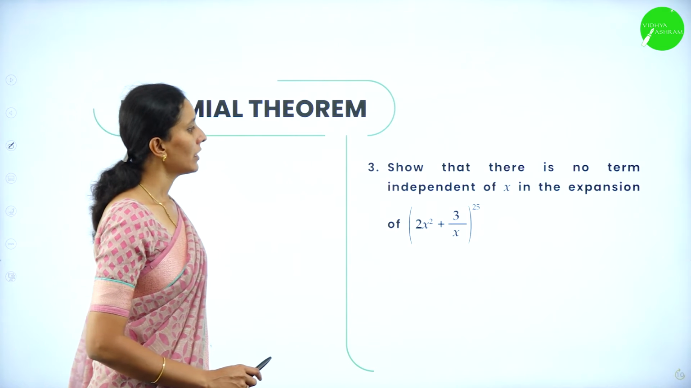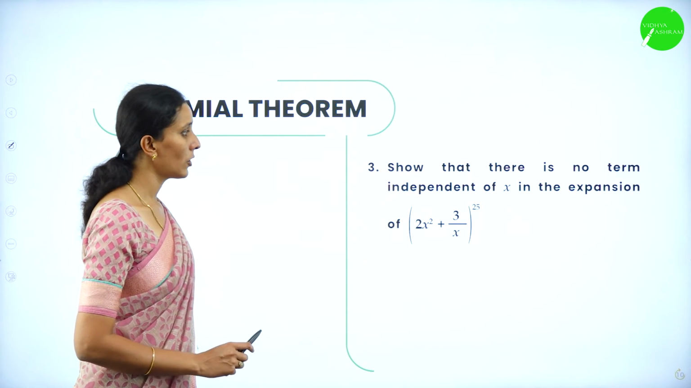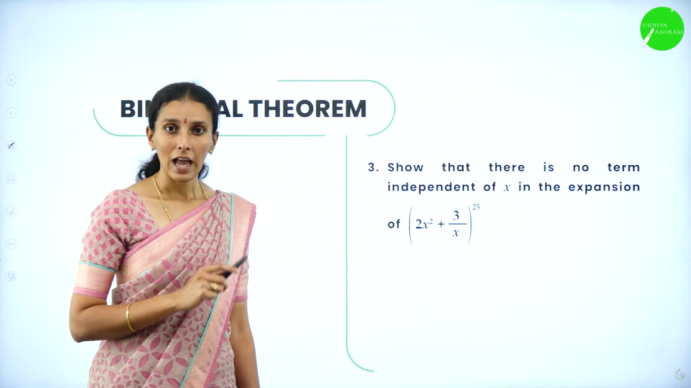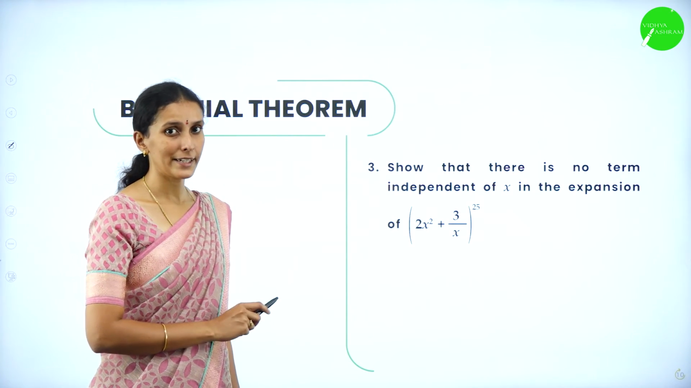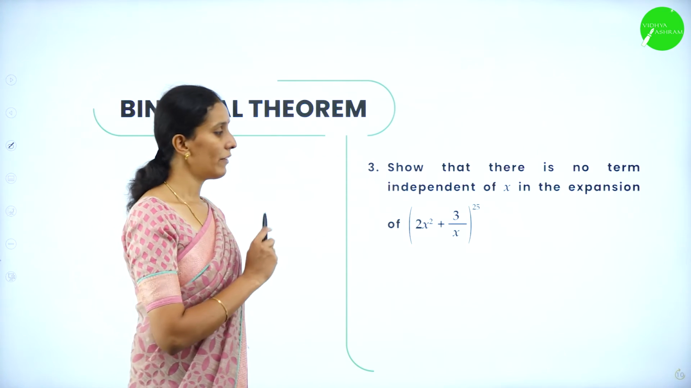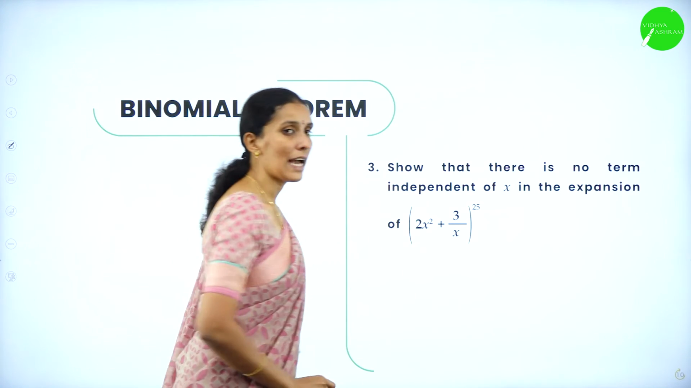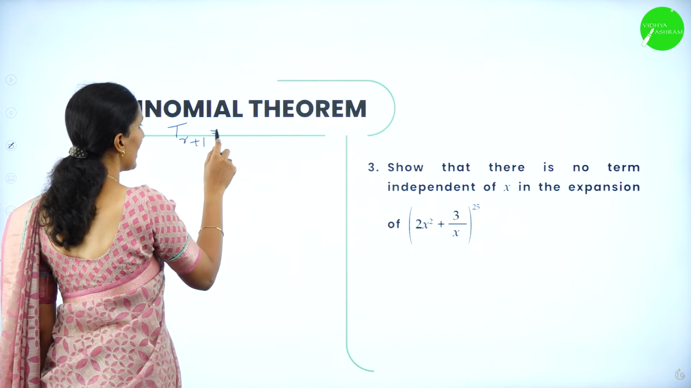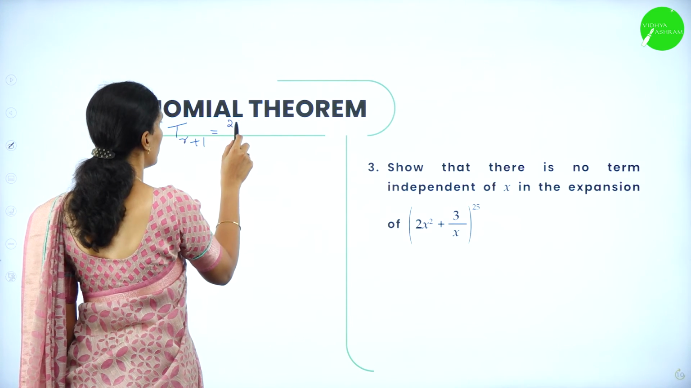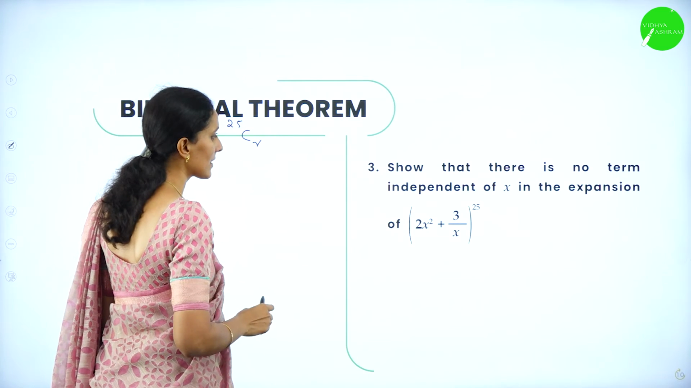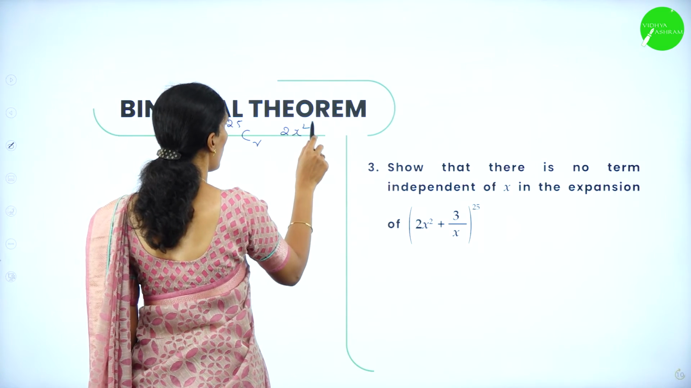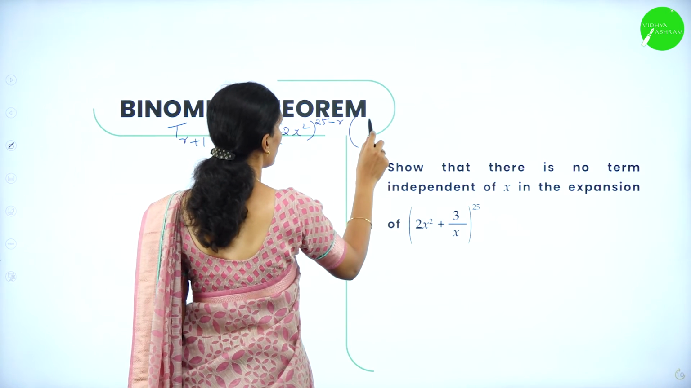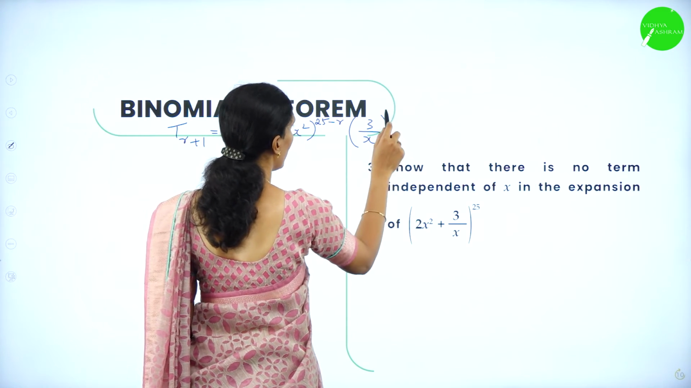Next, show that there is no term independent of x in the expansion. So here the question is, we have to show that there is no constant term in this expansion. We'll find it out. To find this, I have to find T(r+1), which is 25Cr (2x²)^(25−r) (3/x)^r.